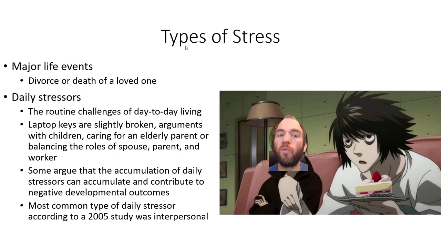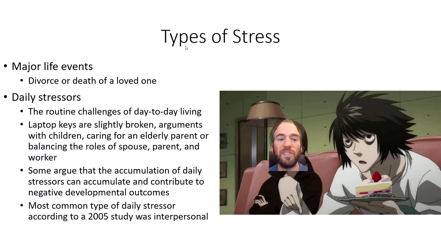Major life events: divorce or death of a loved one. Daily stressors: the routine challenges of day-to-day living. Your laptop key gets broken, arguments with children, caring for an elderly parent, balancing roles in your life between being a spouse, parent, and worker. Some argue that daily stressors can accumulate and contribute to negative developmental outcomes. The most common type of daily stressor, according to a 2005 study, was interpersonal.